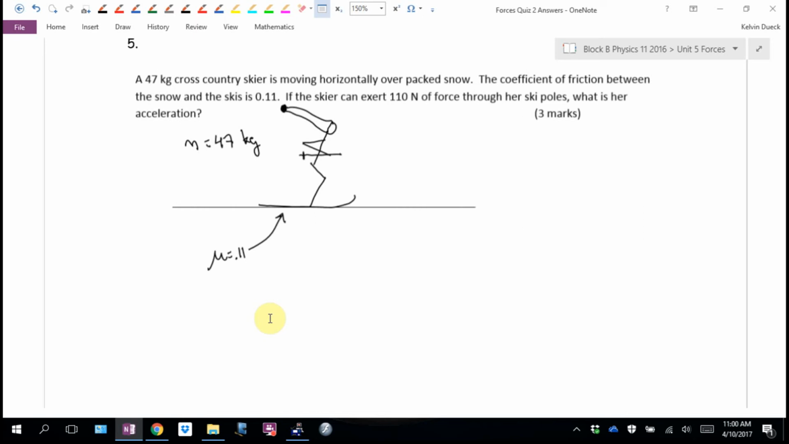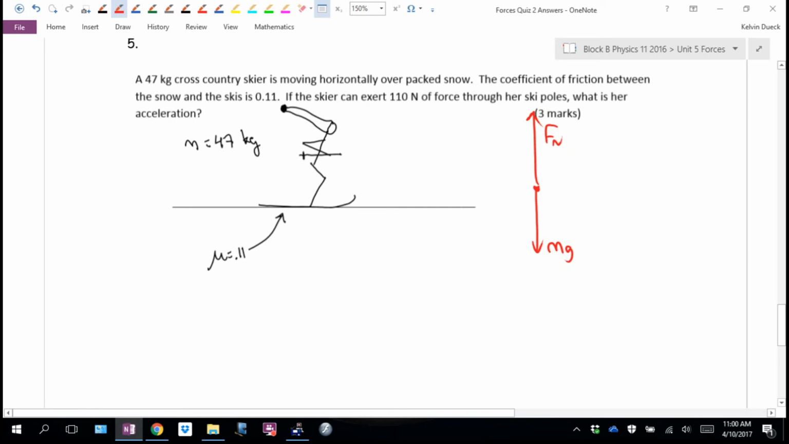Okay. 3 marks. It wants me to find her acceleration. All right. What are the forces acting on this here skier? Get the obvious one. Yep. And I think normal force up, and I don't think there's any other vertical forces.